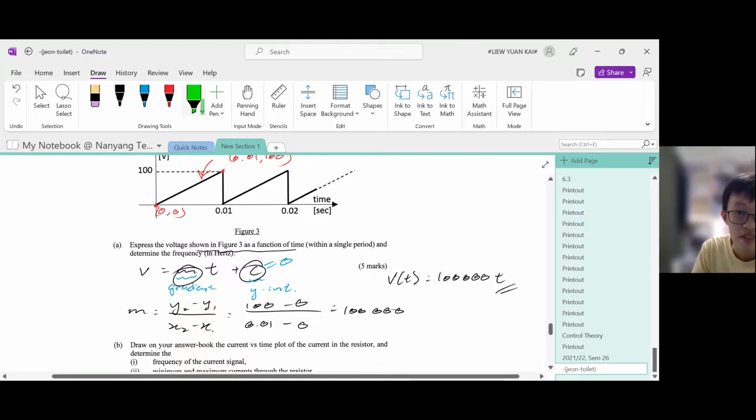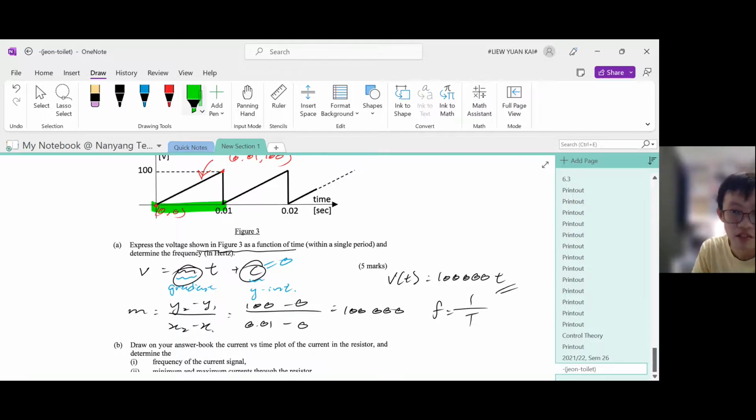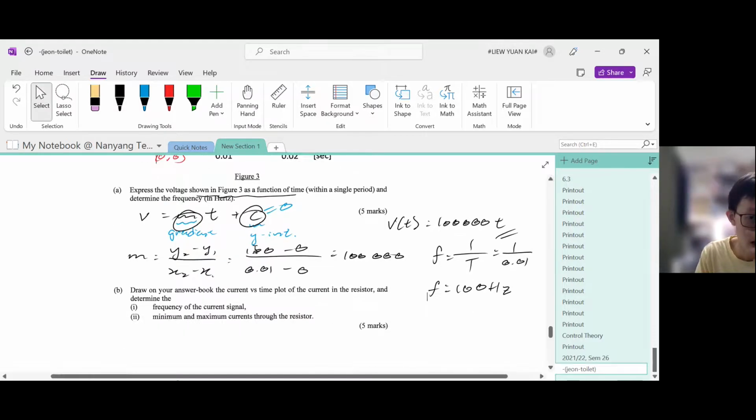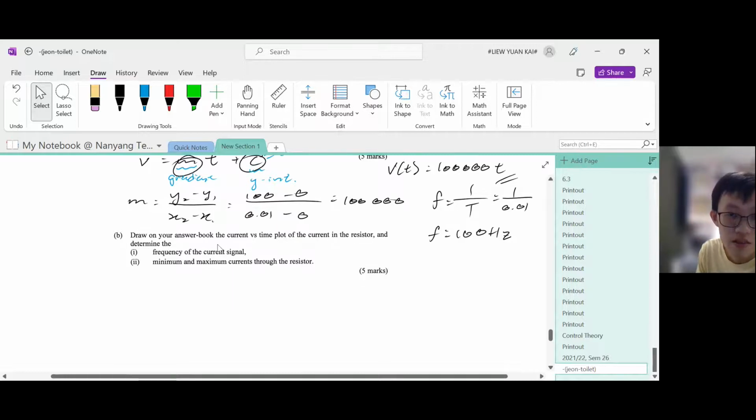Okay, and what did it say? Determine the frequency in hertz. So frequency is given by 1 over the period. How long is one period? It's just this. You see, it repeats every 0.01 seconds. So the period is 0.01, and the frequency is 1 over 0.01, which is equal to 100 hertz. Right? Okay. So draw on your answer book current versus time plot of the resistor and determine this.